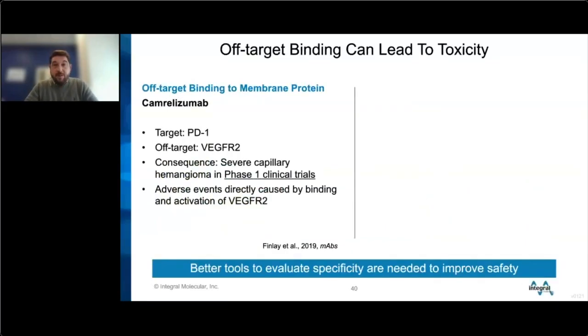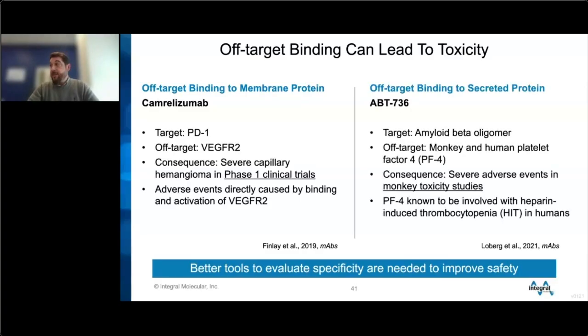More importantly, this off-target binding can and does lead to toxicity. One example is the molecule camrelizumab, which has been shown to bind programmed death receptor 1 in immune cells. Interestingly, it also showed off-target reactivity to VEGFR2 found in the vasculature. The consequence: severe hemangioma in phase 1 clinical trials, leading to the end of this molecule in its pipeline. These adverse events were almost certainly caused directly by binding and activation of VEGFR2.